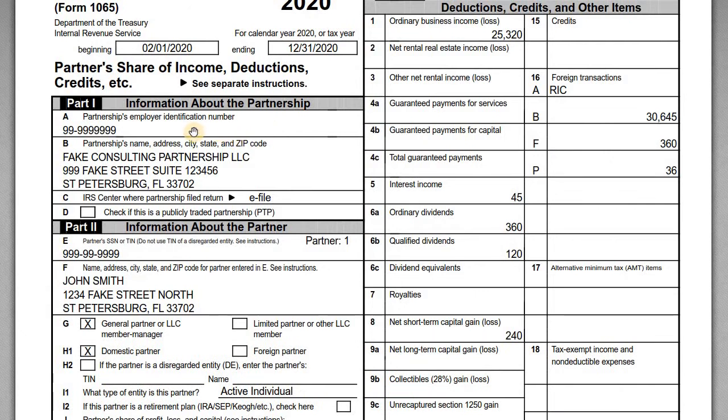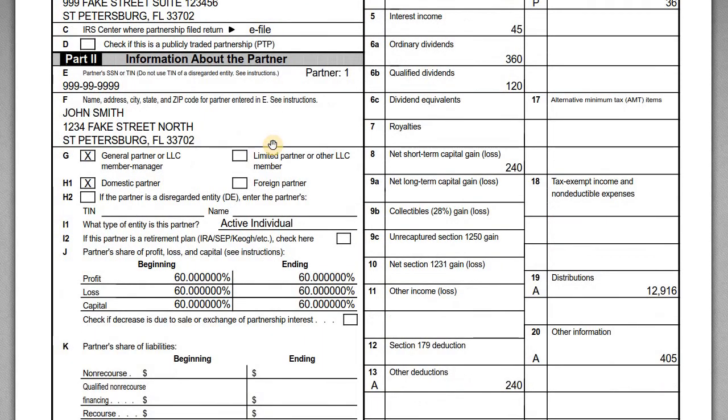Part 1 is information about the entity itself, so the partnership, right? You've got the partnership's EIN, the name, an address. Part 2 is going to be the information unique to you as the partner. So every partner in a partnership gets a Schedule K-1. It doesn't matter how small of an ownership interest you have, and the reason for that is partnerships do not pay taxes directly, right? They're pass-through entities for federal tax purposes, and so ultimately the owners are responsible for reporting the income on their return, paying the tax, whatever the effective tax rate is, essentially at their personal level.